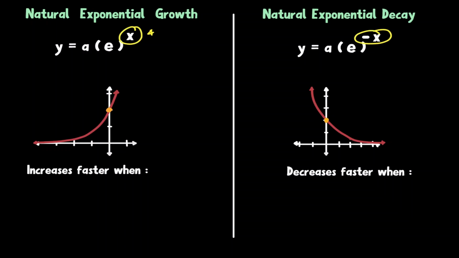If the exponent is positive, then we have a natural exponential growth. If the exponent is negative, then we have a natural exponential decay.